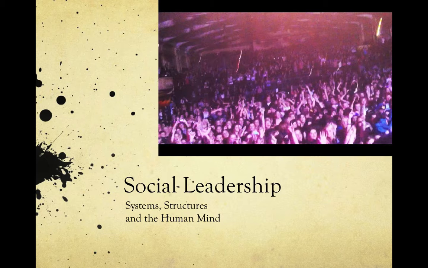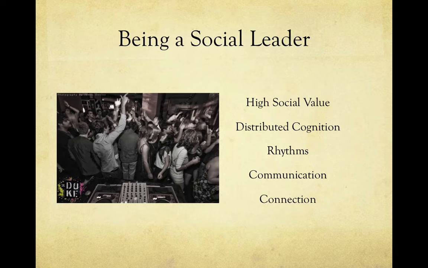So what we'll be going over in the social leadership presentations are the systems, structures, and the human mind elements of being a social leader, so that you've got a better understanding of how we actually get this done. The first thing that we'll probably look at, I reckon, is being a social leader and the key elements, which is high social value, distributed cognition, rhythms, communication, and connection. And you've got a photo there on the left of someone who knows about these things. That's Mitch Burnley's DJ view on a Saturday night, on any given Saturday.